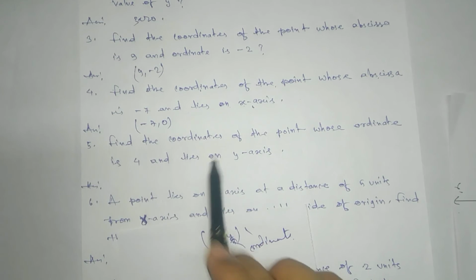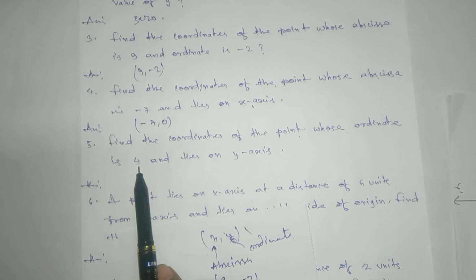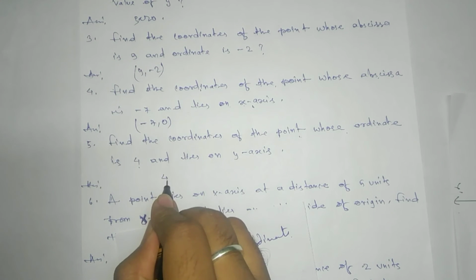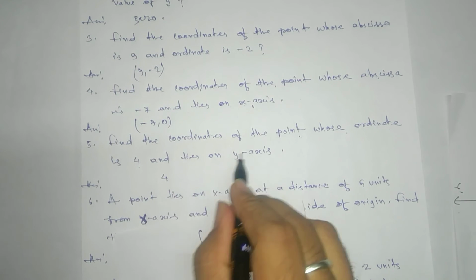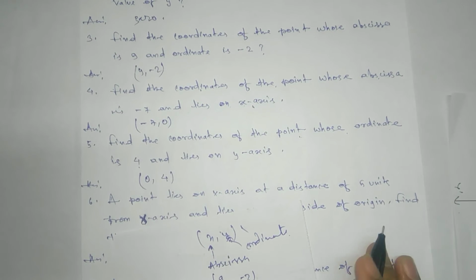Find the coordinate of the point whose ordinate is 4 and it lies on y-axis. Ordinate is 4 means the y part is 4. Y-axis means x equals 0. So your answer is 0, 4. Coordinate is 0, 4.